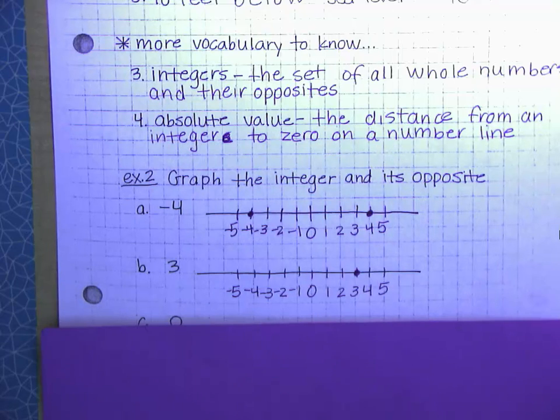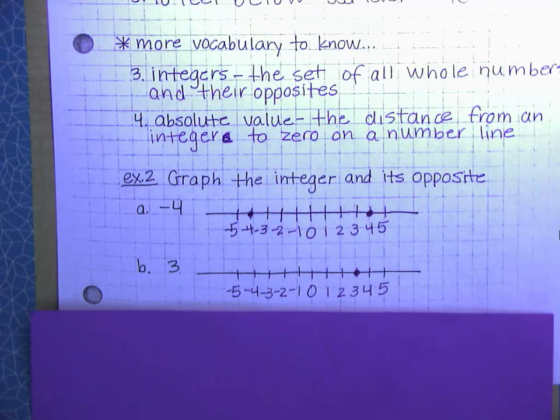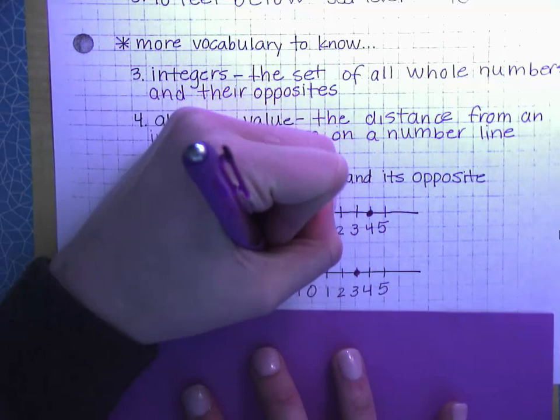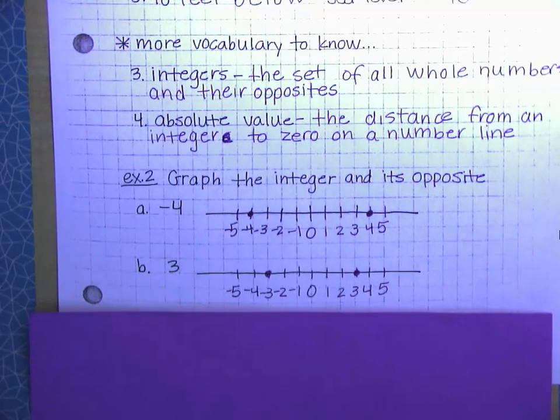So what would the opposite of +3 be, Crystal? -3. Okay? And we can see that they're the same distance from 0, both the positive and the -3.